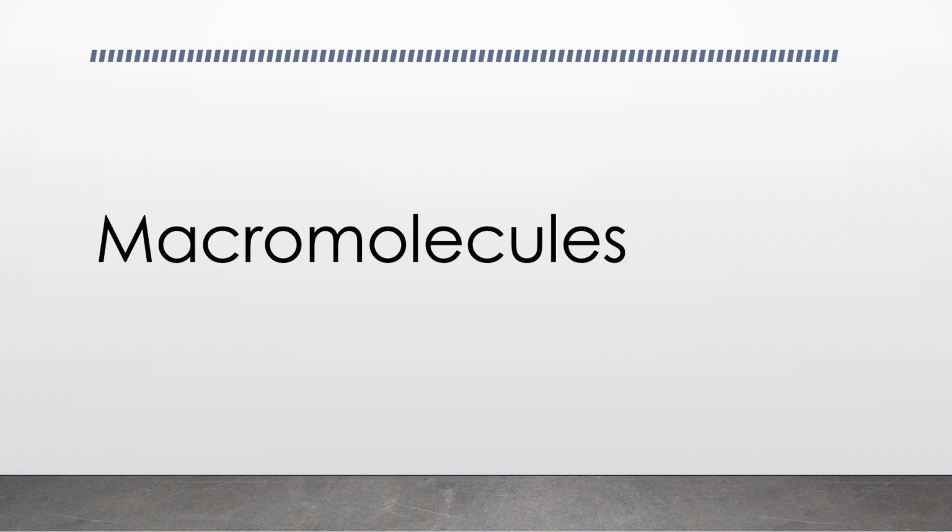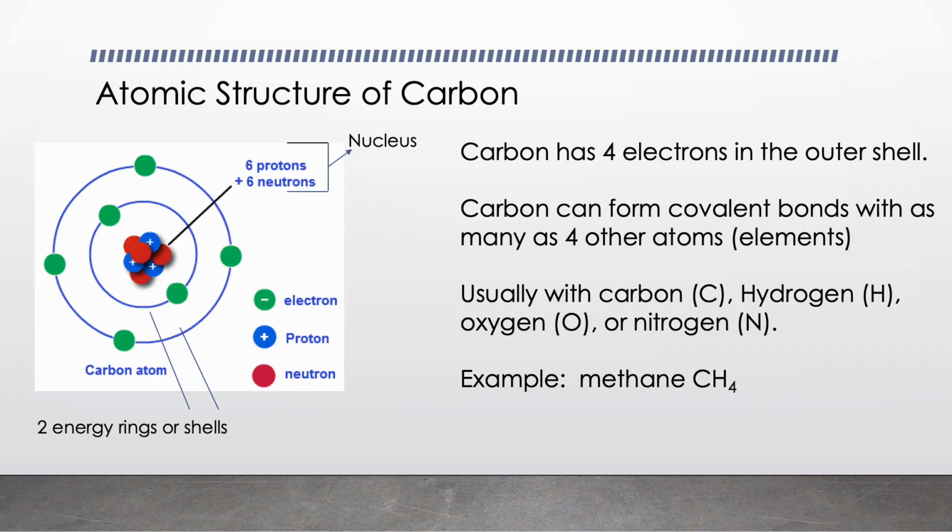Okay, we're going to discuss macromolecules. Let's first take a look at the element carbon. Carbon has 6 protons and 6 neutrons, which make up the nucleus. The nucleus of the atom is found in the center. This is our nucleus. Again, it's made of protons and neutrons.